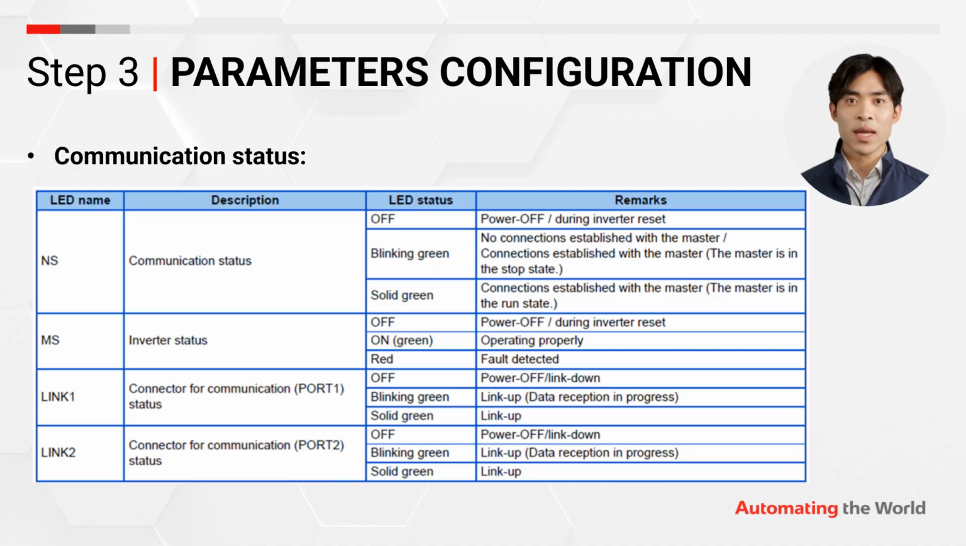After configuring the PLC, we check whether communication is working by checking the LEDs on the inverter. The NS LED must be green and on, as must the MS LED. Also, the Link 1 LED or the Link 2 LED must be on, depending on which Ethernet port is being used to communicate with the Profinet master.